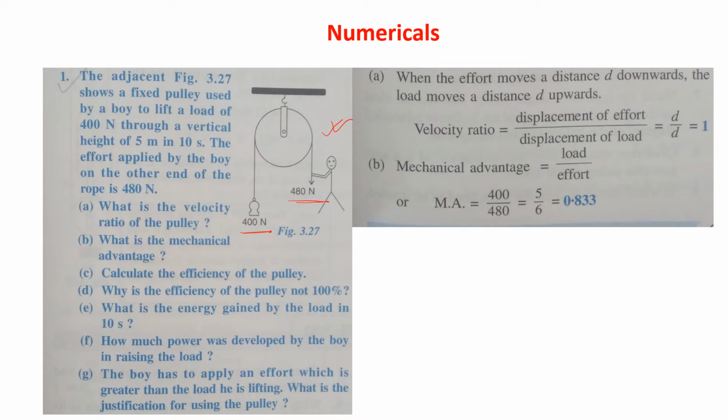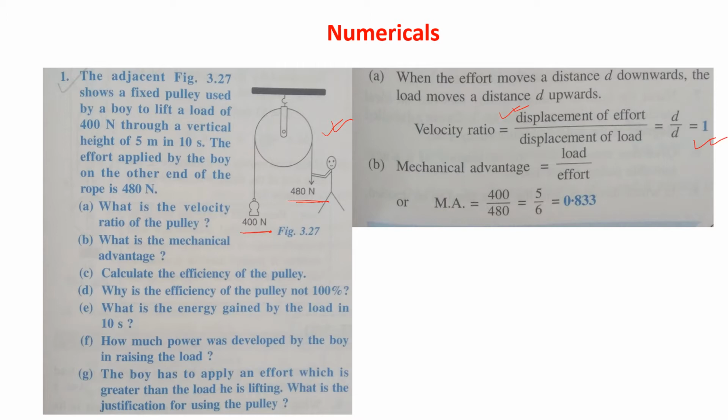So the number one is, what is the velocity ratio of the pulley? As you know, the velocity ratio is equal to displacement of effort by displacement of load. Now suppose it is a fixed pulley. So when the effort moves a distance d downward, the load moves d distance upward. As I told you for the fixed pulley, please remember that. So velocity ratio is equal to d by d, so it is 1.